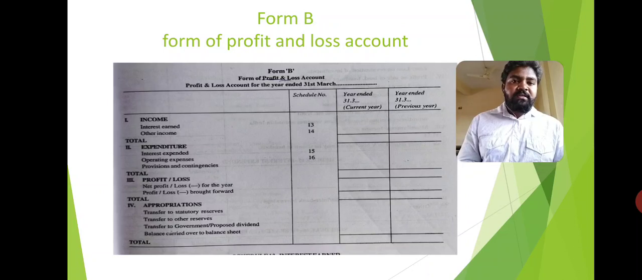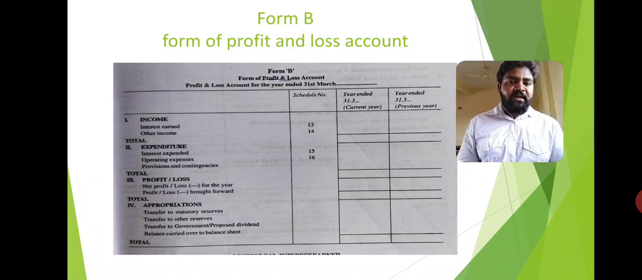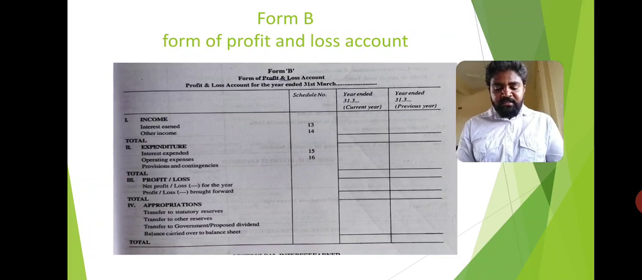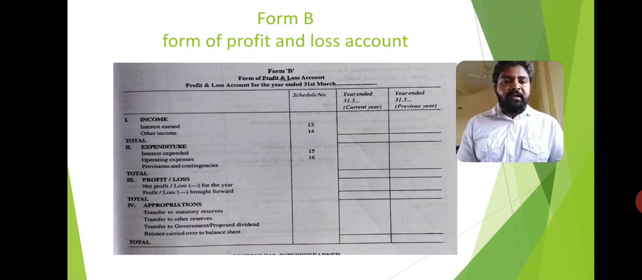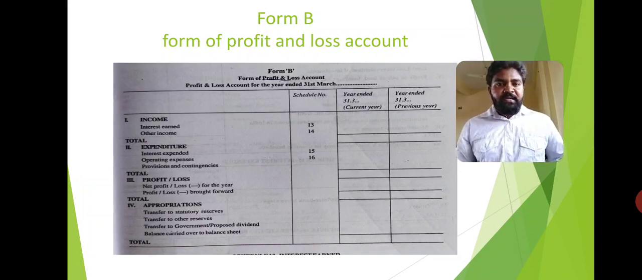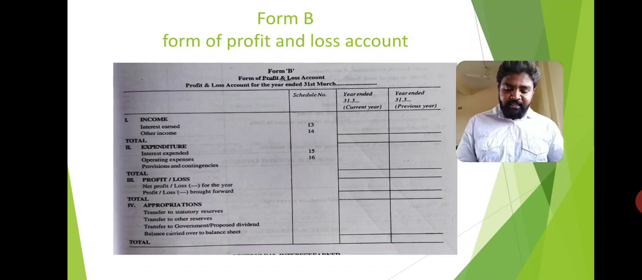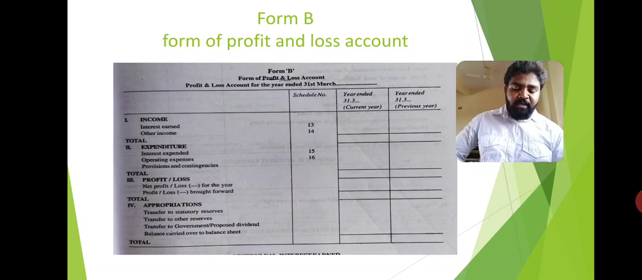Okay, so this is the information we need to consider under schedule number 13, interest earned: interest or discount on advances or bills, income on investments, and interest on interbank funds. Next, coming to other incomes. Here, other incomes are commission, exchange and brokerage, and profit on sale of investments.